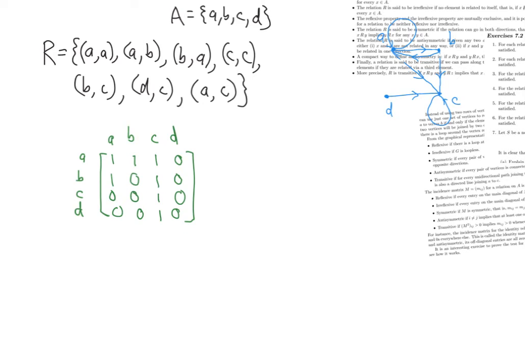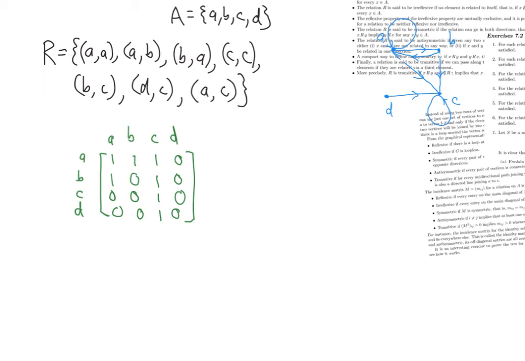Across the diagonal, they need to be identical. So in other words, if you exchanged rows with columns, you would get exactly the same matrix. That's how you know that the relation is symmetric based on the matrix.